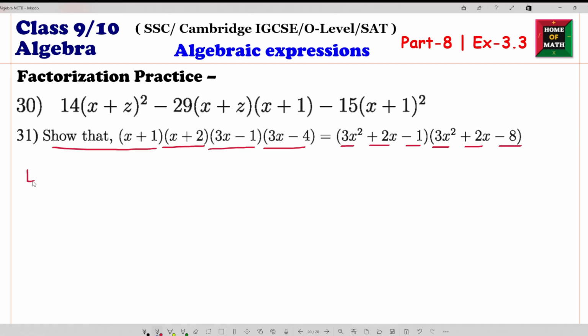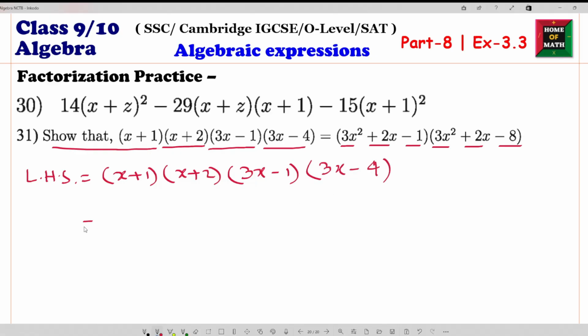So left hand side, here is (x + 1)(x + 2)(3x minus 1)(3x minus 4). I think it's not so hard, because here is a 3x square and here is also a 3x square. So what can we do? Look, here is x + 1 and here is 3x minus 1. So we can consider this one, and also here is 3x and here is also x. So let's see what will happen.